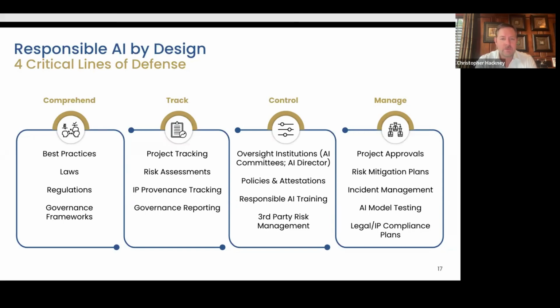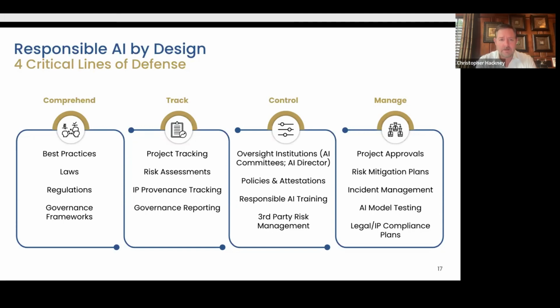And then lastly, once you've got an understanding of the space, you're tracking it, you've got control institutions in place, you can really manage this moving forward as an organization. Setting up AI project approvals and making sure lines of command are clear and understood across the organization. For the risk assessments you've done, setting up risk mitigation plans to make sure that you've got a plan for reducing risk across the projects that are ongoing.